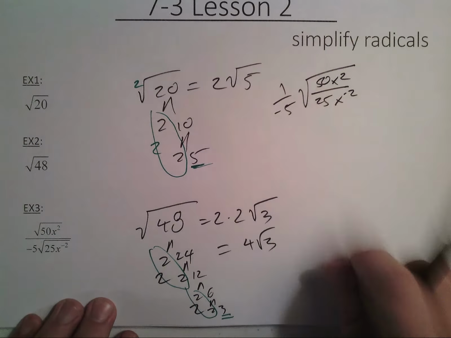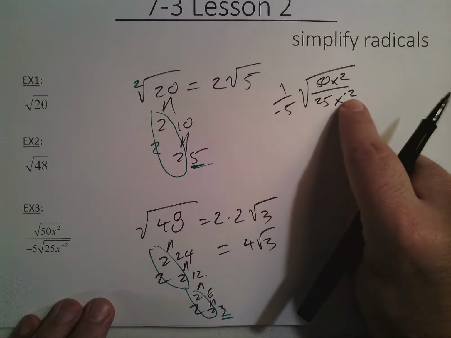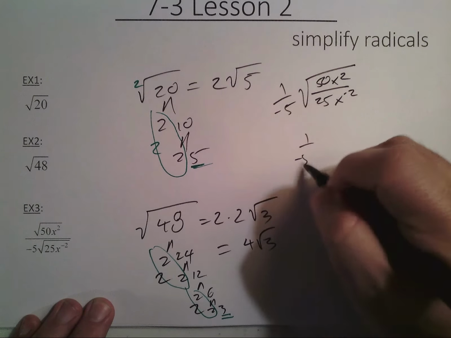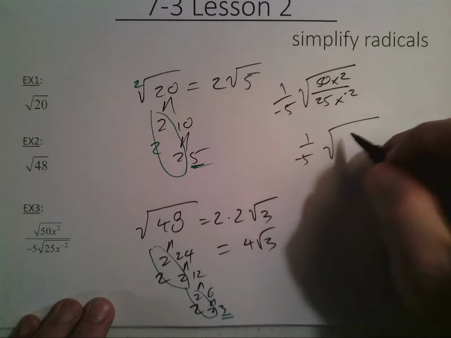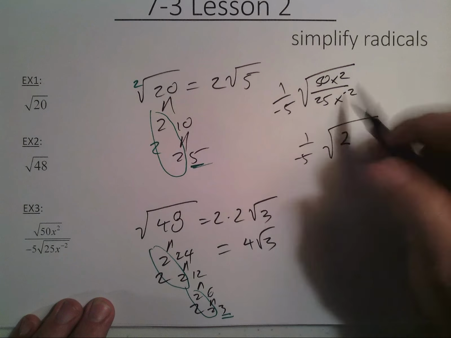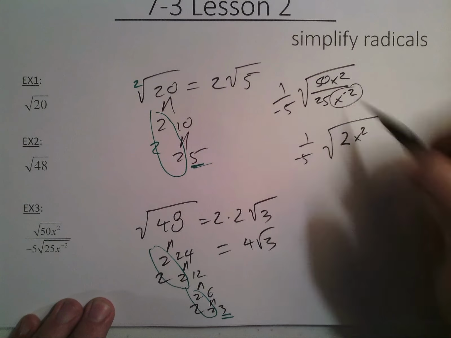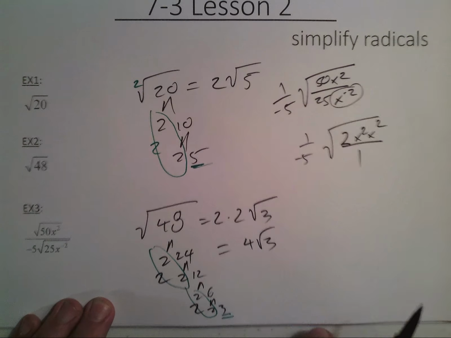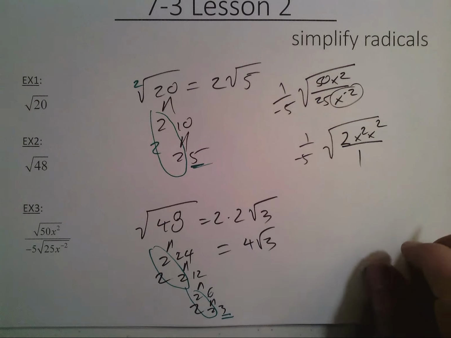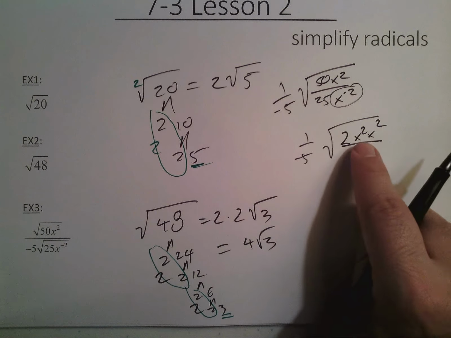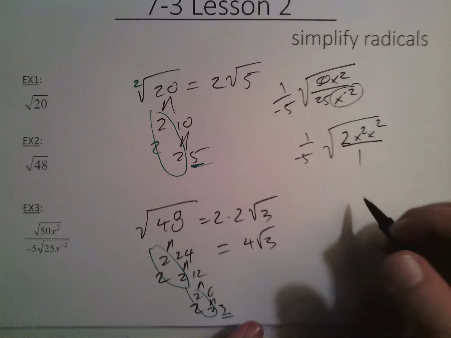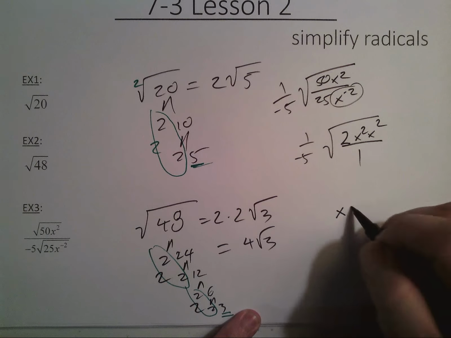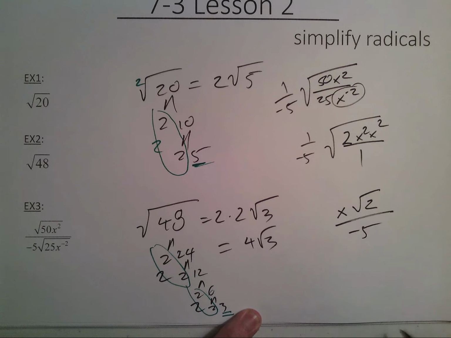Now 25 goes into 50 twice, and the negative exponent here can go to the top and be positive. So I can get 1 over negative 5, big square root. I'm going to get a 2 on top, and I'm going to get an x squared, and my negative power goes upstairs, all divided by 1 since I used the 25 and the x squared. Alright, so now I can't square root this, and I have 4 x's, so really I can take out an x and take out another x to leave me with x square root of 2 over negative 5.